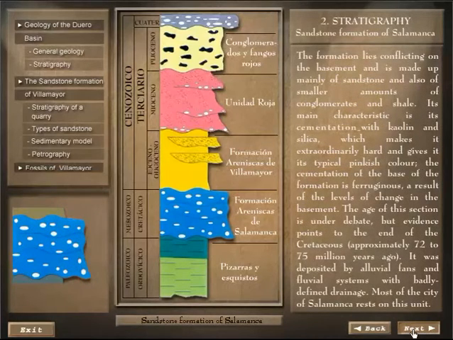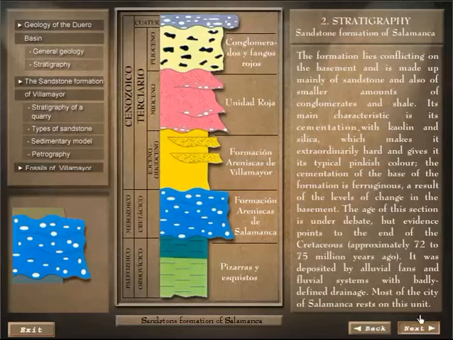Sandstone formation of Salamanca. The formation lies conflicting on the basement and is made up mainly of sandstone and also of smaller amounts of conglomerates and shale. Its main characteristic is its cementation with kaolin and silica, which makes it extraordinarily hard and gives it its typical pinkish color.